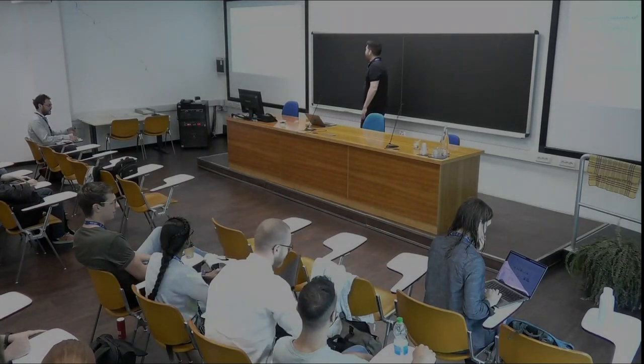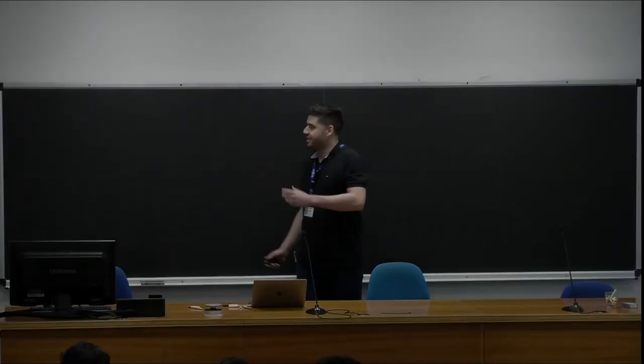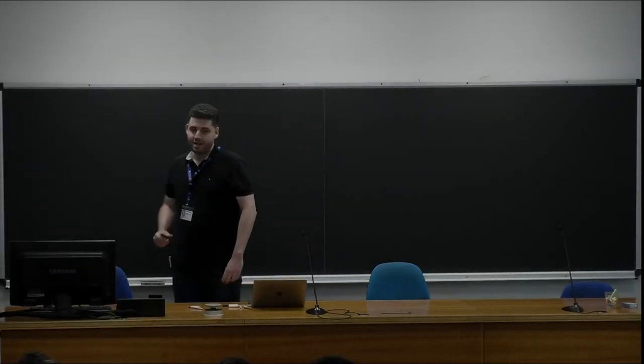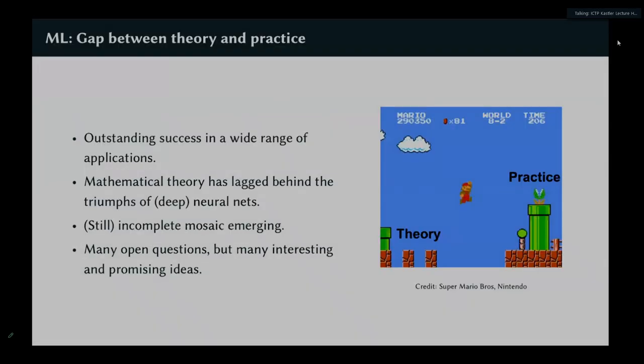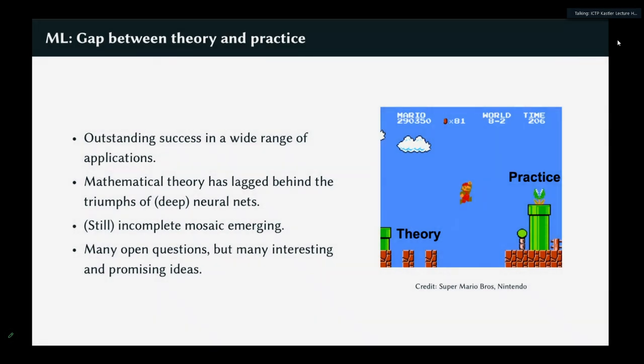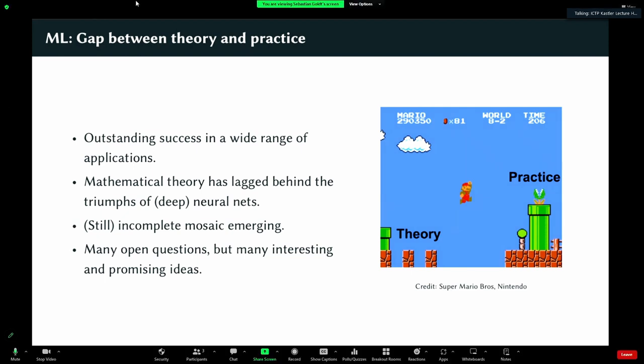I'm going to talk about the time evolution of the test risk and their stochastic gradient flow dynamics. I hope those keywords will become clear during the talk. It's a talk about machine learning theory. And of course, we all know that there's a gap between theory and practice. We have outstanding success in a wide range of applications, but we are still struggling with theory. We have many open questions, but also many interesting and promising ideas.